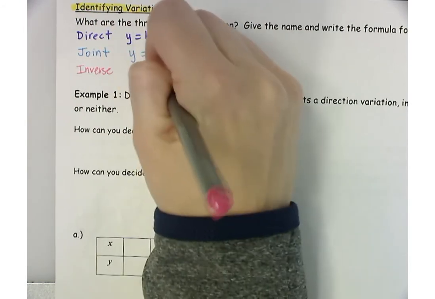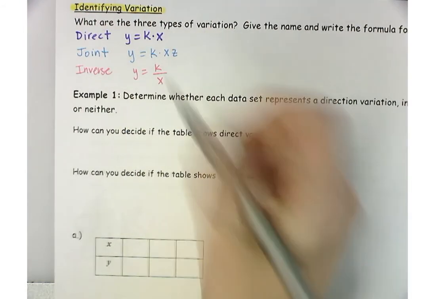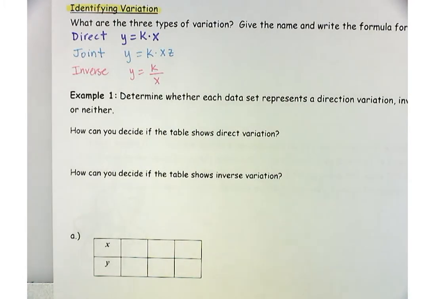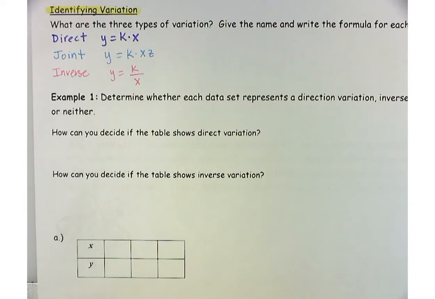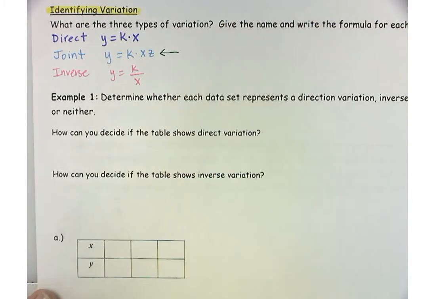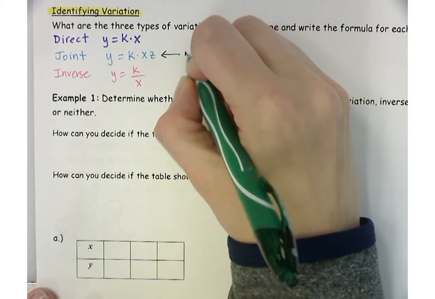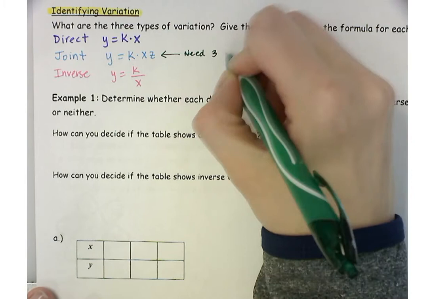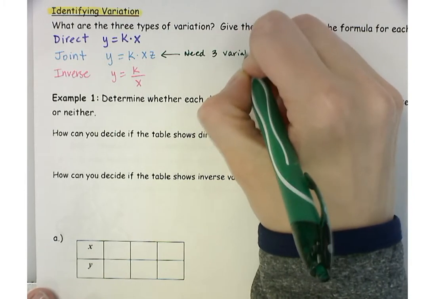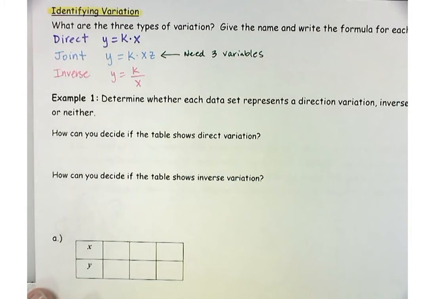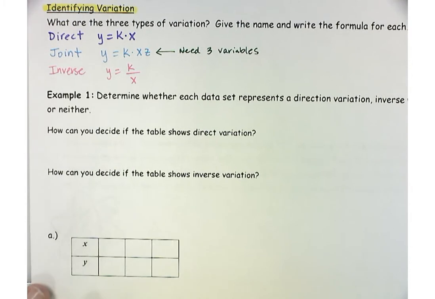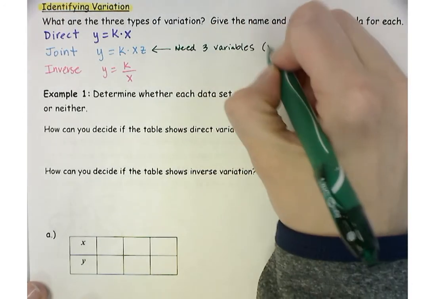Now, notice that direct and inverse both use two variables. If you have joint variation, you need how many variables? 3. Okay, so for this one, you do have 3 variables, 3 unknowns. We're also going to talk about some combined variations today. So the 3 variables in this one are your x, your y, and your z.